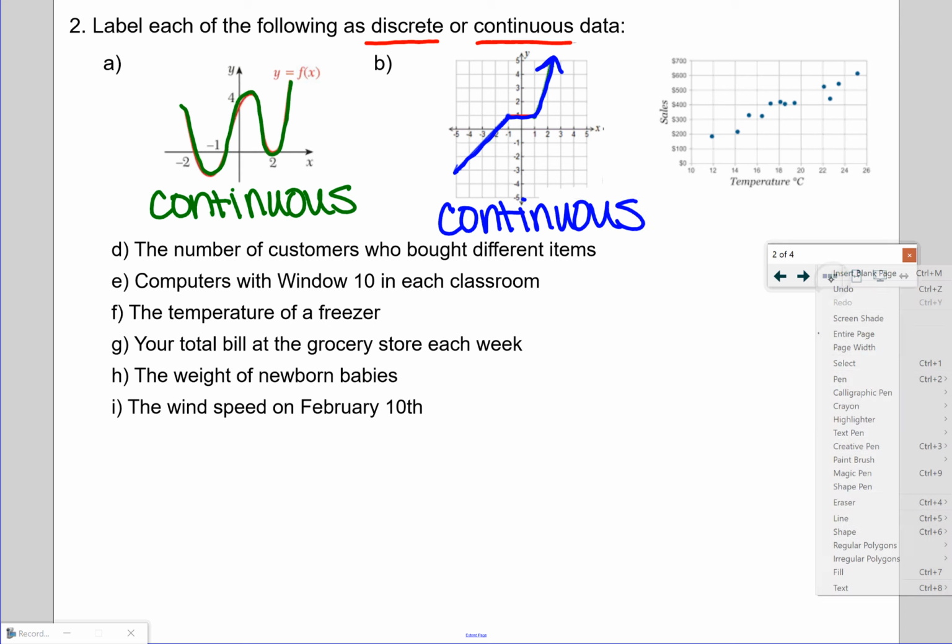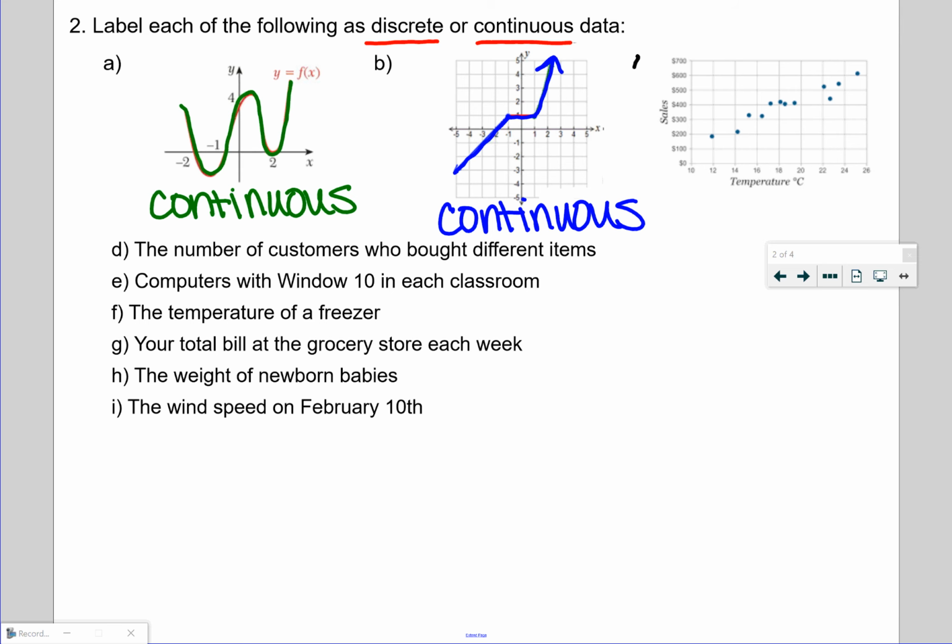Let's look at our third one. Oh, it looks like we're missing our letter C there, it has disappeared. I don't know how that happened.